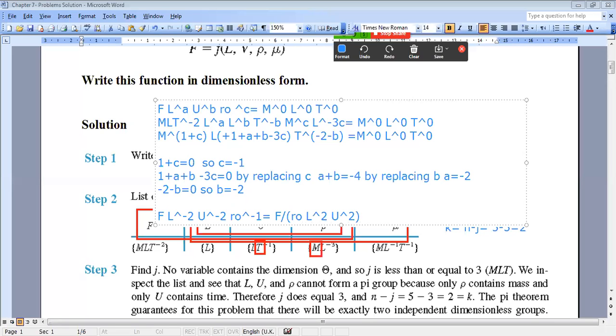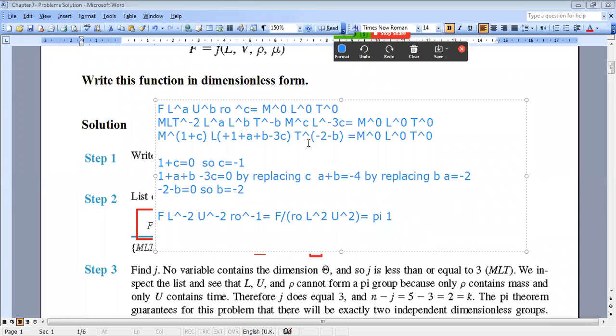Now, my second group, I do the same procedure. Instead of combining with f, I combine with the remaining variable that is mu. So this is group 1. In general, the group is symbolized by pi. So this is pi 1, group 1. Now, to find my second group, I do the same procedure. So instead of f, I will put mu, and I put L to the power A, U to the power B, rho to the power C, same procedure.